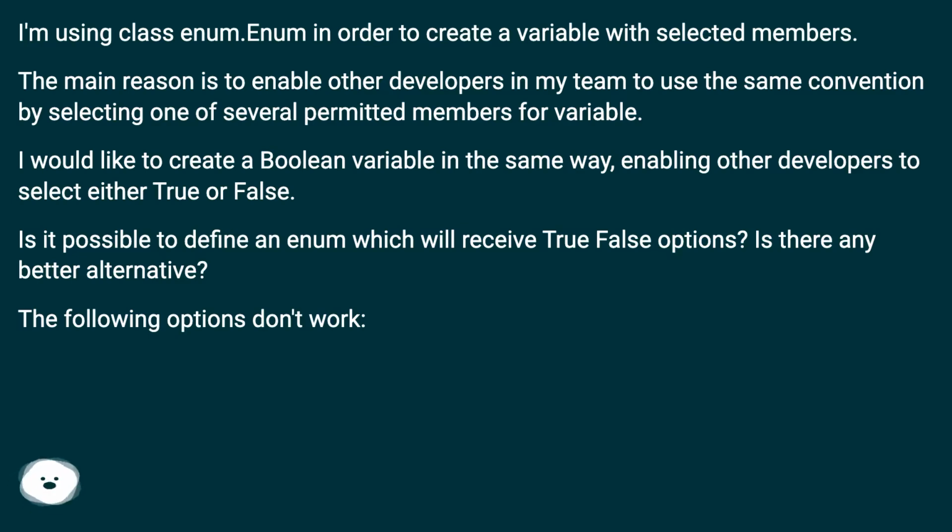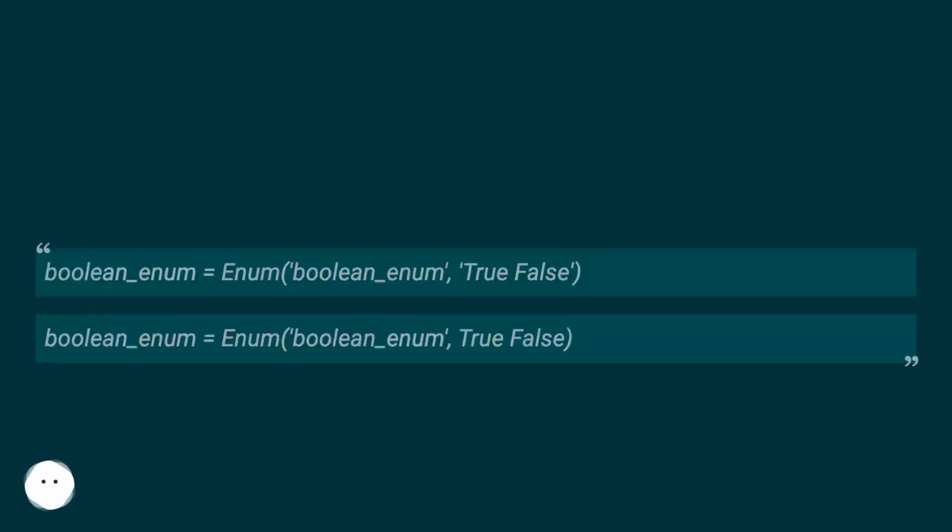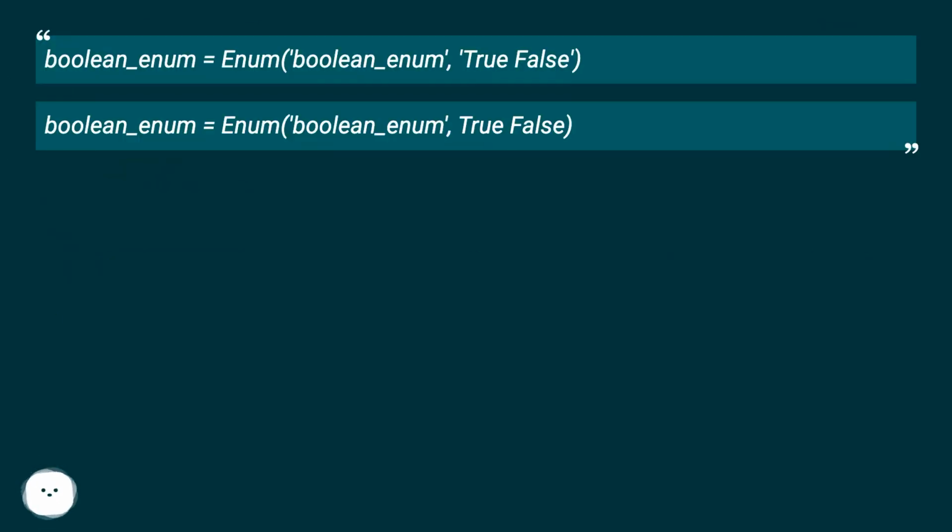I would like to create a Boolean variable in the same way, enabling other developers to select either True or False. Is it possible to define an enum which will receive True-False options? Is there any better alternative? The following options don't work: Boolean_enum = Enum('Boolean_enum', 'True False').